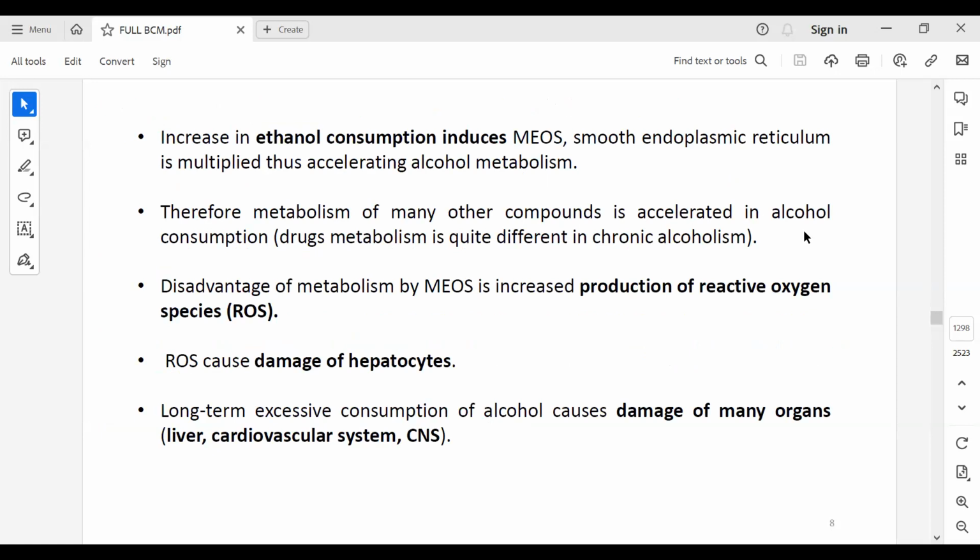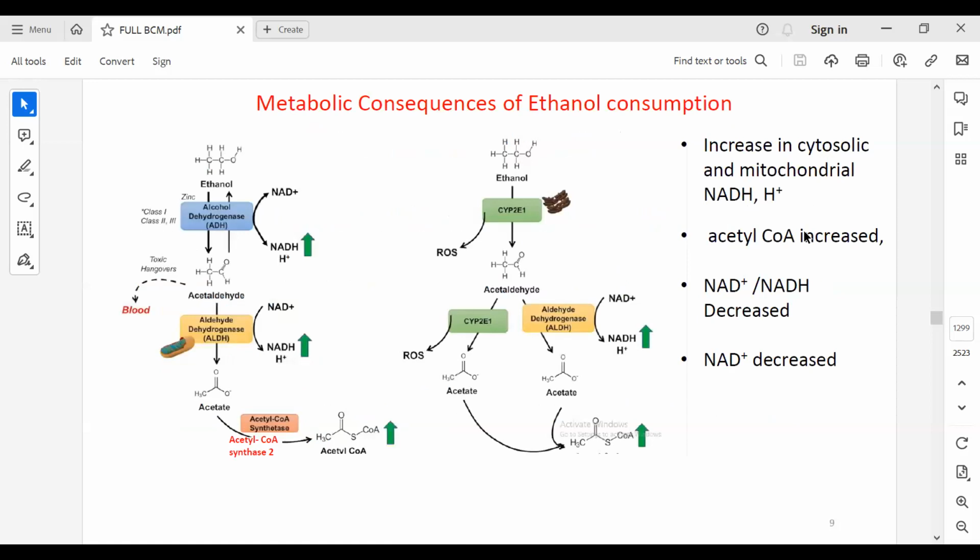And once you increase most of these reactive oxygen species, they can damage your hepatocytes, and again glutathione and this NADPH will come and try to reduce the oxidative stress which you created. So when you consume a lot of alcohol, there'll be an increase in cytosolic and mitochondrial NADH, NH+.